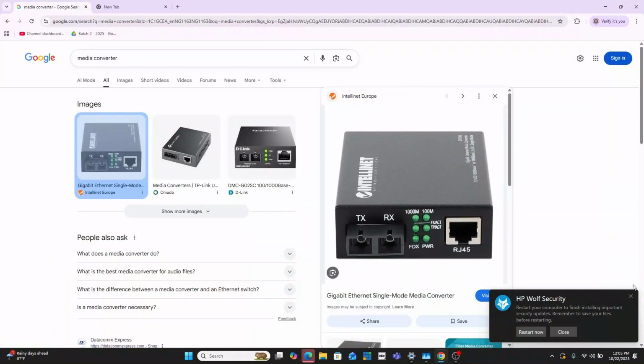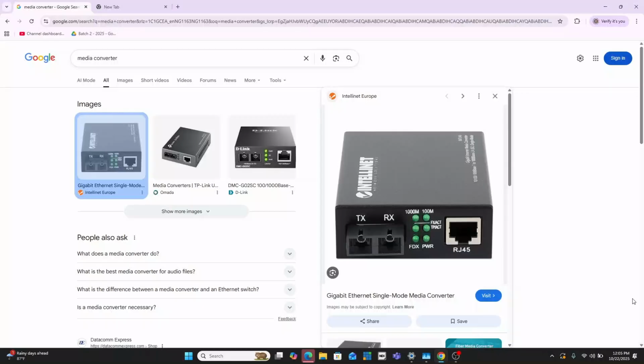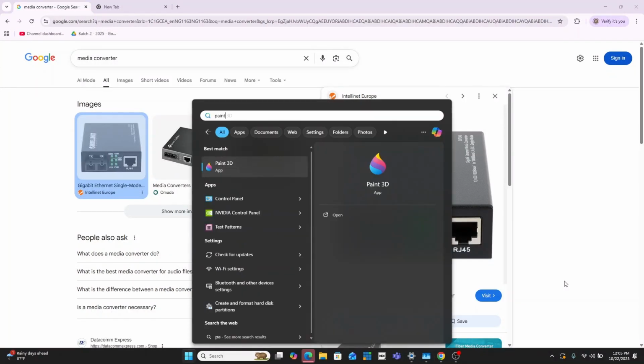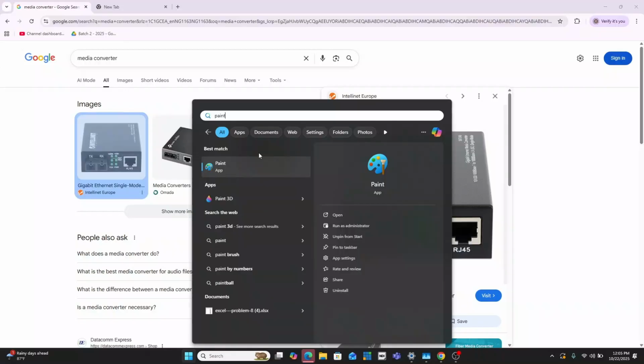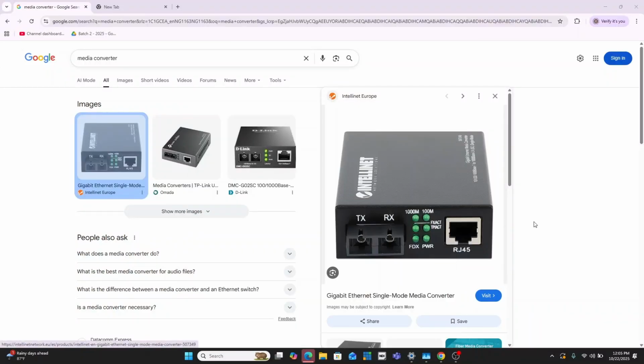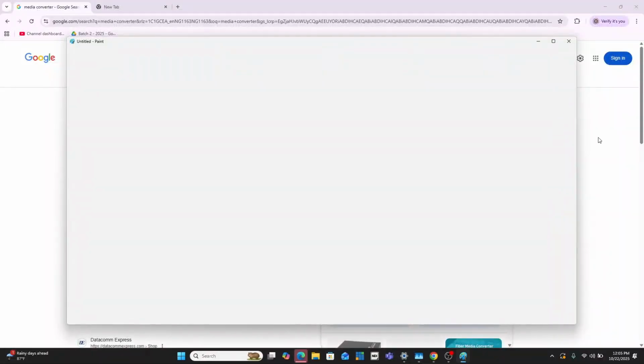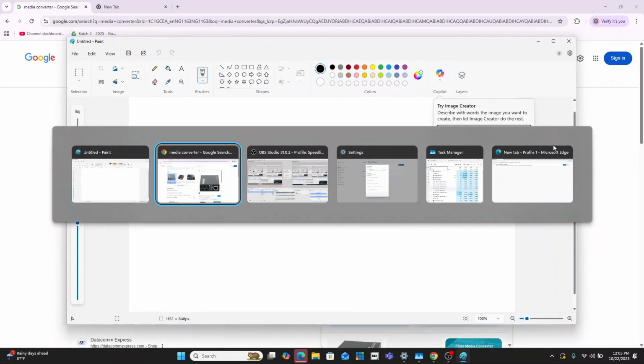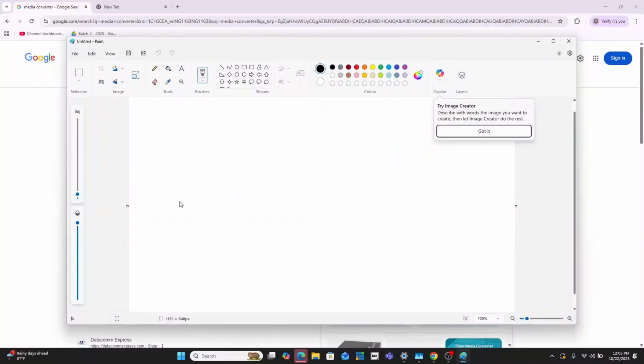Yeah. So we have a device like this. I would say it's the media converter, isn't it? I'll take only the front of the image and proceed with our class.